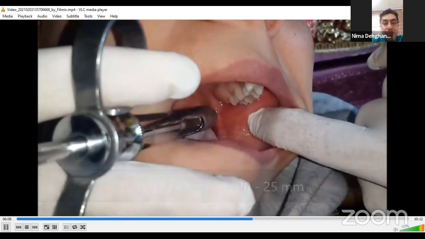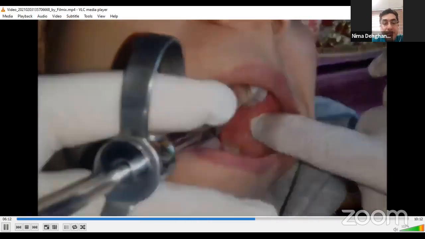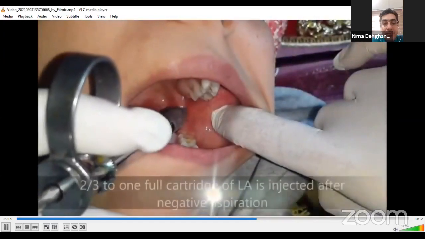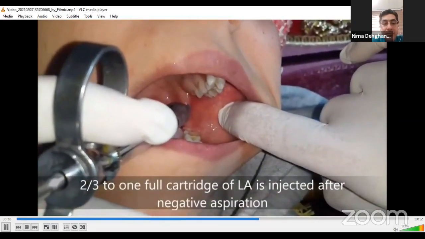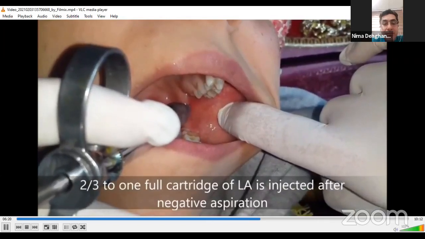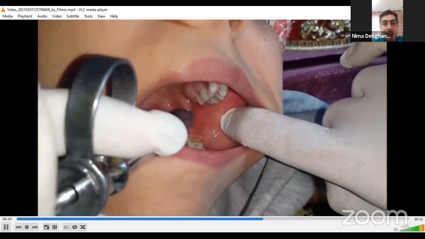Once bone is contacted, the needle is withdrawn slightly, then 2/3 to 1 cartridge of the local anesthesia is injected after negative aspiration. Then the needle is completely withdrawn.